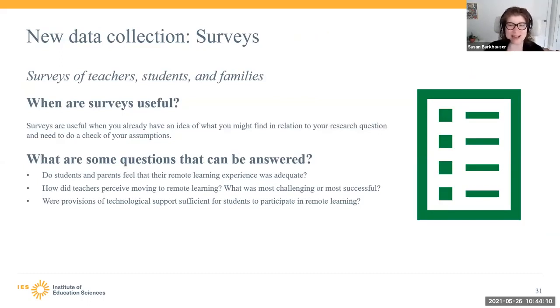The toolkit provides guidance for conducting surveys. So it includes when these methods are useful for data collection. That is, when you already have an idea of what you might find in relation to your research question and need to do a check of your assumptions. And it also includes additional questions that may be answered when you're conducting surveys. So an example of this is, do students and parents feel that their remote learning experience was adequate?